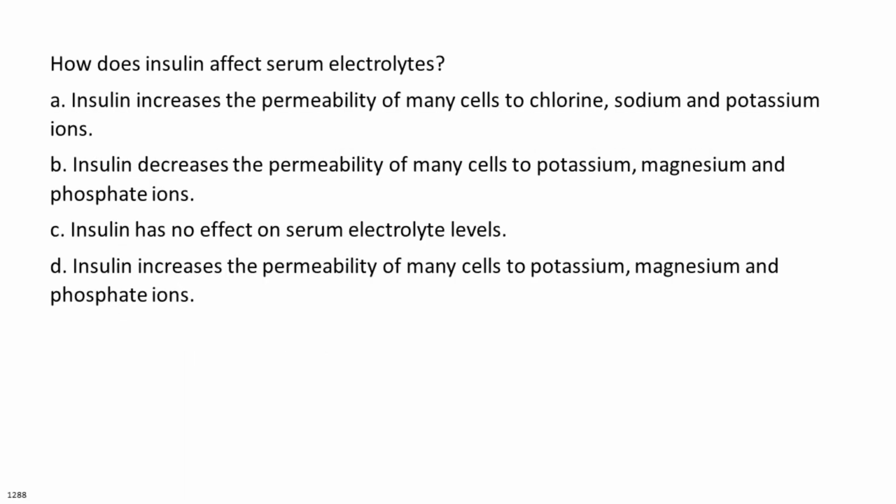How does insulin affect serum electrolytes? A. Insulin increases the permeability of many cells to chlorine, sodium and potassium ions. B. Insulin decreases the permeability of many cells to potassium, magnesium and phosphate ions. C. Insulin has no effect on serum electrolyte levels. D. Insulin increases the permeability of many cells to potassium, magnesium and phosphate ions.